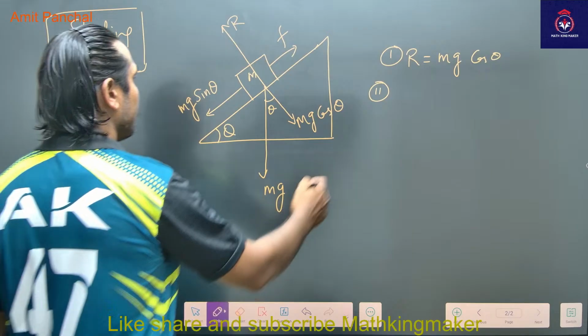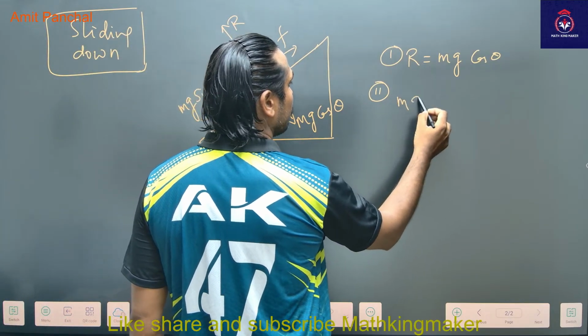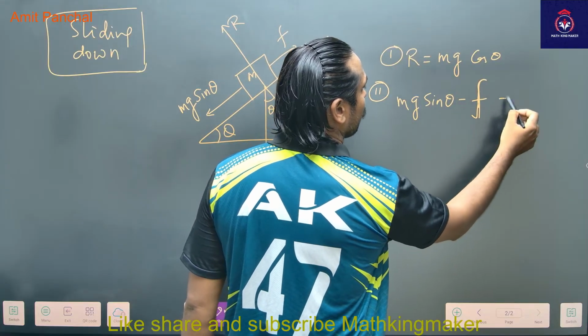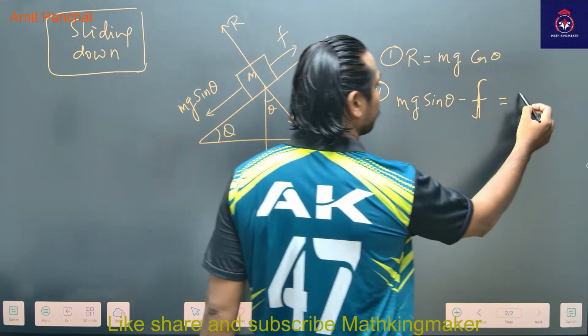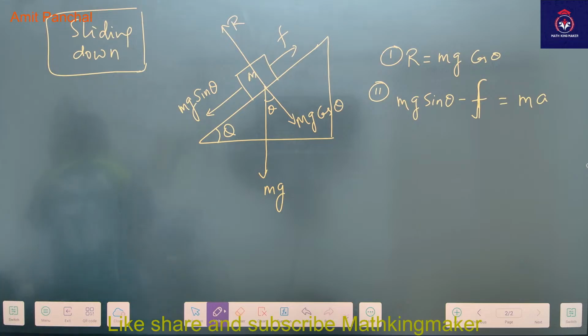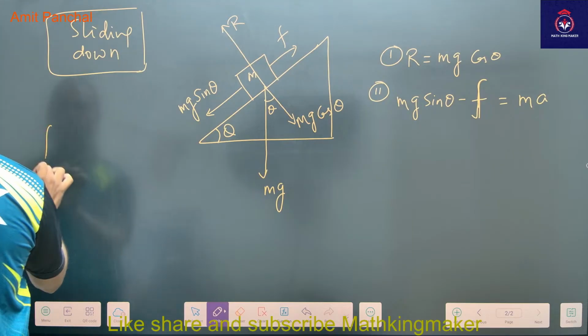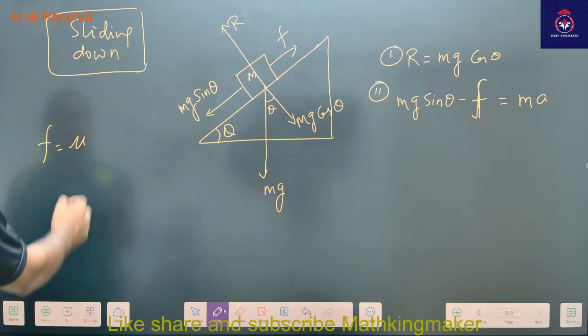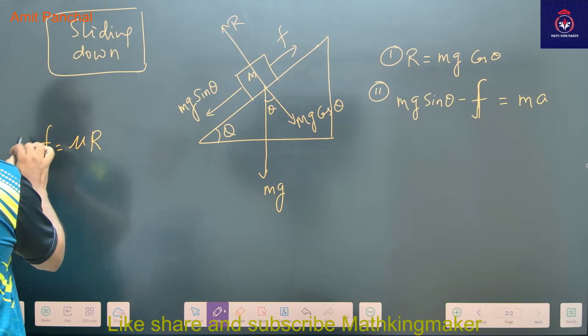So what is that movement? mg sine theta minus force of friction will be equal to ma, isn't it? So that will be your second equation. Got my point? And you already know that friction force is always equal to mu, where mu is the friction constant, and R. Got it?